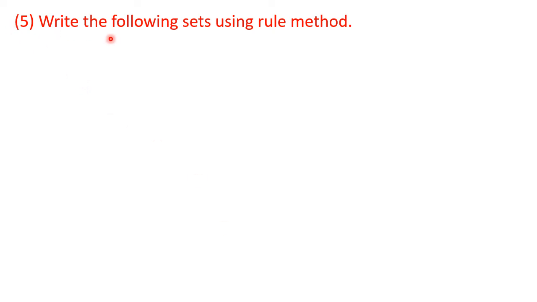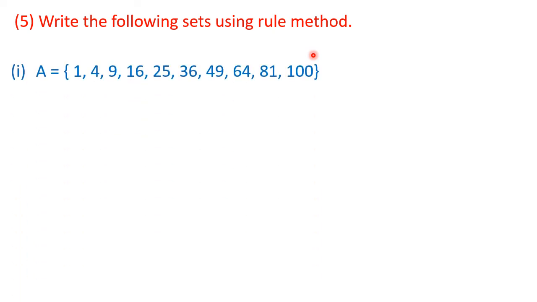5th one, write the following sets using rule method. Exactly the opposite thing now we have to do. In the previous question we used listing method and now we have to use rule method. Okay, so let's see the first question. See, the question is given in the form of list method. A is having the elements 1, 4, 9, 16, 25, 36.